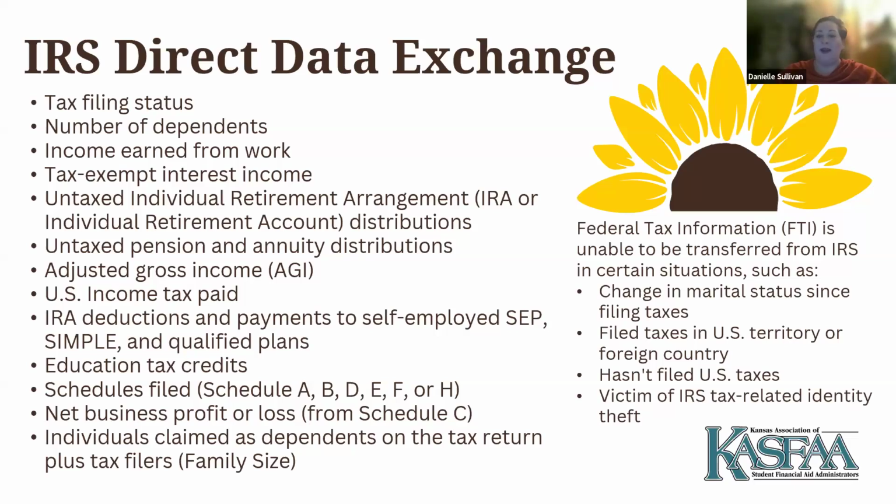The only time that the tax information will not be able to be transferred, there are certain situations where the marital status does not match the tax filing status. So the person is married, but they filed a single return or head of household. Anytime that status doesn't match, it will not pull over. If they filed taxes in a U.S. territory or a foreign country, it won't pull over those, of course, if they have not filed a tax return or if they're the victim of identity theft. So those are the instances where the direct data exchange will not work and they will have to enter their information manually.